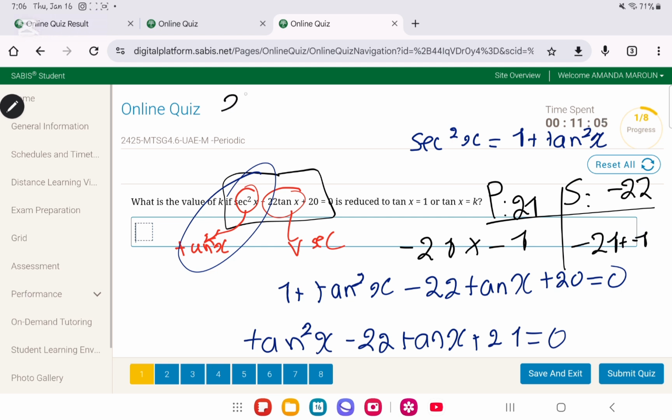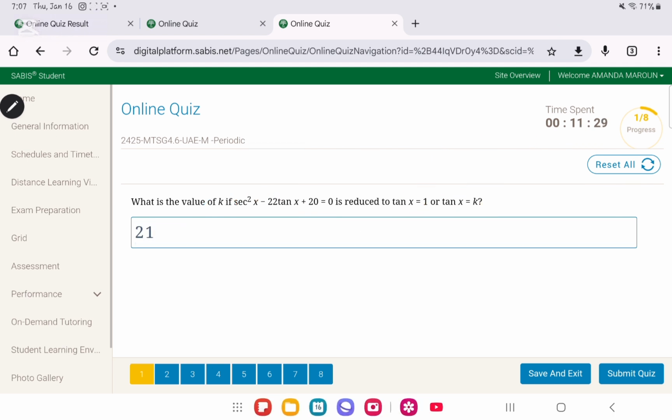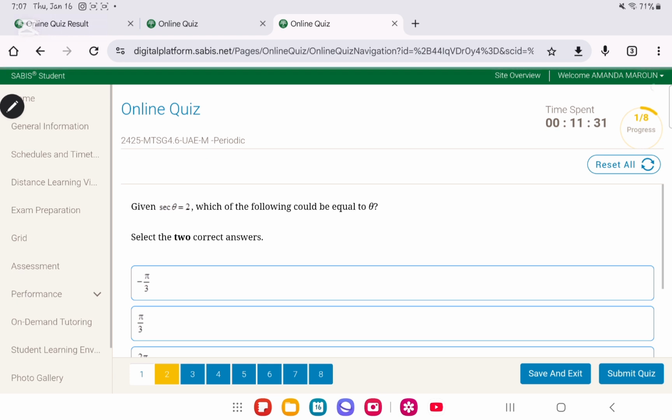So it becomes x minus 21 and x minus 1. Solving it, you have to set them equal to 0. So x is equal to 21 and x is equal to 1. Okay? Now, they gave us 1 as an answer, so very simply, our answer for k is going to be 21. Moving on to question number 2.